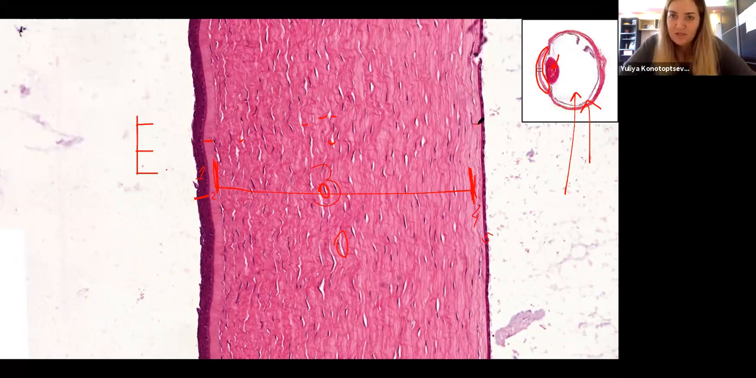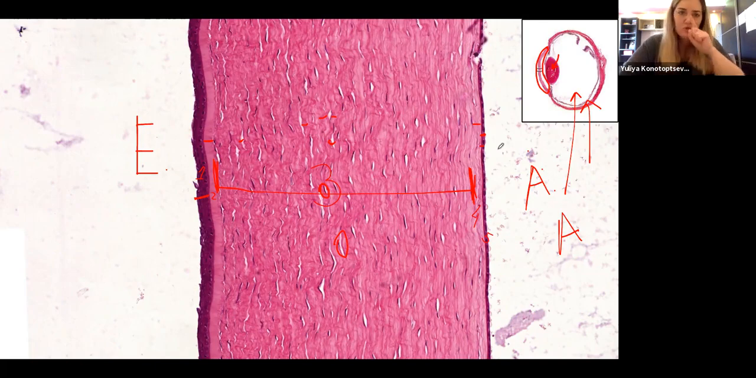This is the posterior limiting membrane, which is Descemet's membrane, and these are the endothelial cells, right? So the endothelium. What do we have here? This is the anterior chamber. As we have said, the anterior chamber is filled with aqueous humor. The entire cornea is avascular. So could you tell me from where it gets its nutrition?